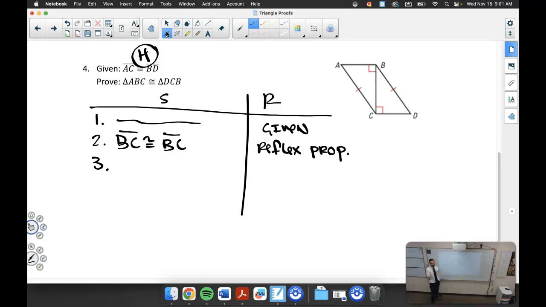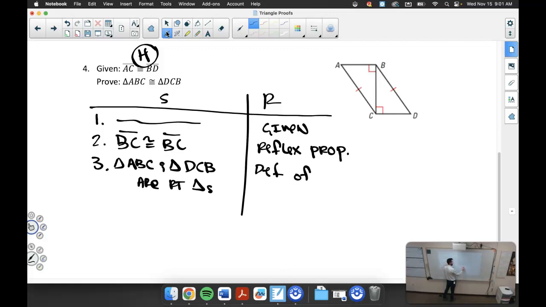You don't even need to do that. All you need to do is say that triangle ABC and triangle DCB are right triangles. That's just the definition. What's a right triangle? A triangle that has a 90-degree angle. Do these triangles have 90-degree angles? Yes. And so step 4, you say the triangles are congruent.